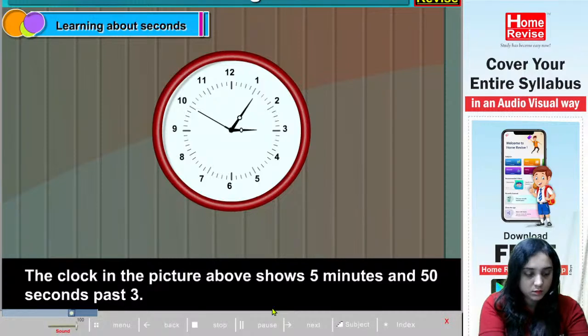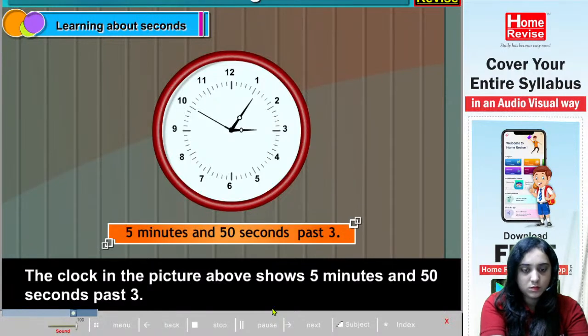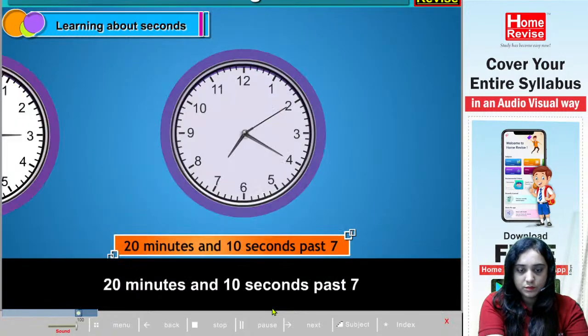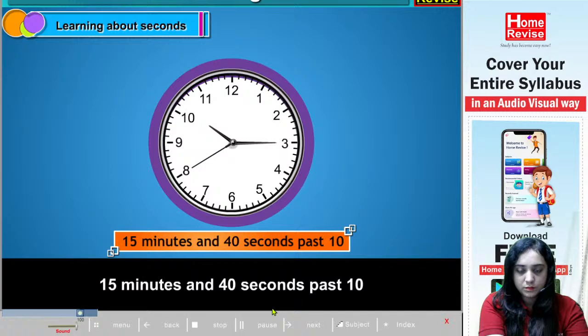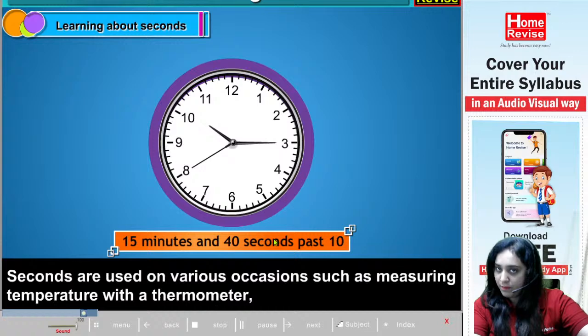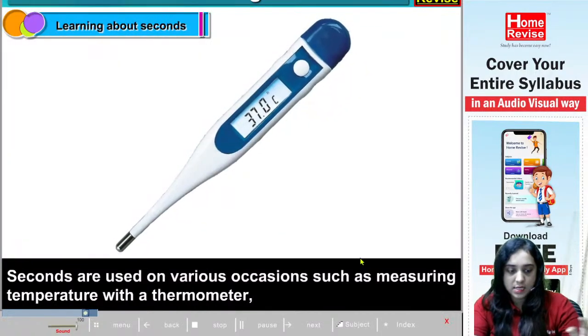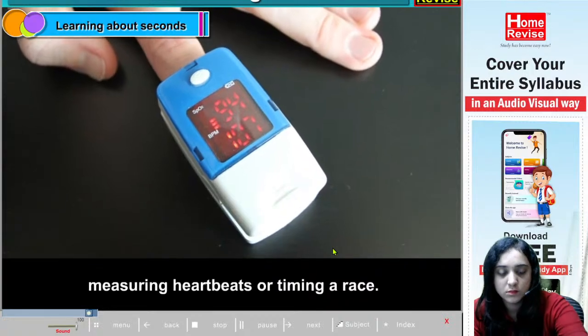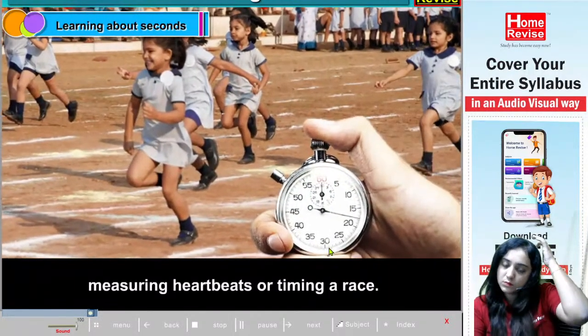The clock in the picture above shows 5 minutes and 50 seconds past 3, 20 minutes and 10 seconds past 7, 15 minutes and 40 seconds past 10. So first you will mention the minutes and then the seconds. Seconds are used on various occasions, such as measuring temperature with a thermometer, measuring heartbeats, or timing a race.